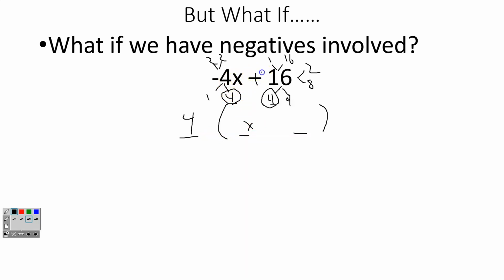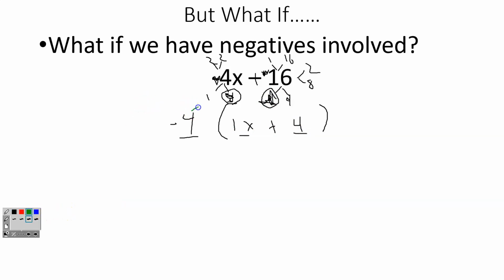Now, if I use a superpower, I notice that they also have a negative in common. I'm going to take that out as well, so I don't have to worry about it. So let's get rid of that negative, and I'm going to get rid of that negative. Bring down my plus sign. If I factor a 4 out of 4, I'm just left with a 1. If I factor a 4 out of 16, I'm left with a 4.